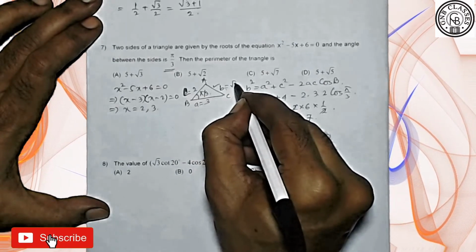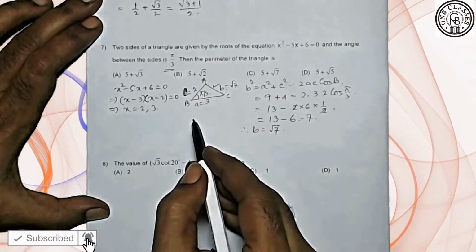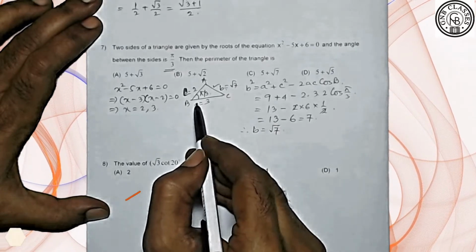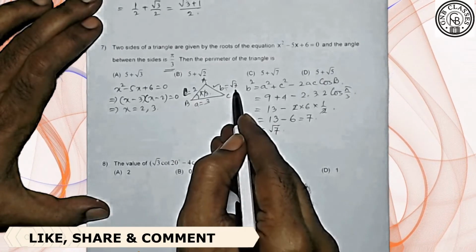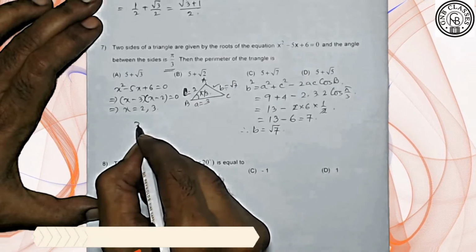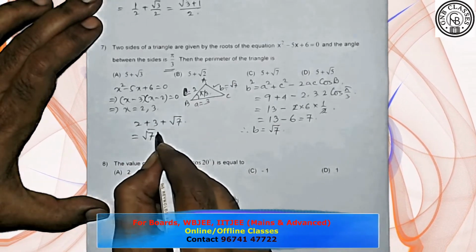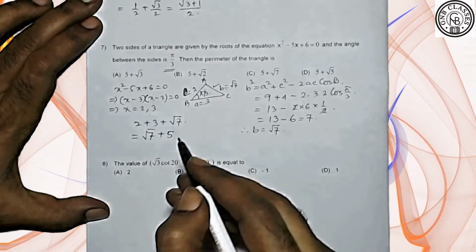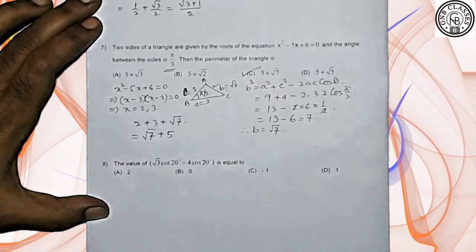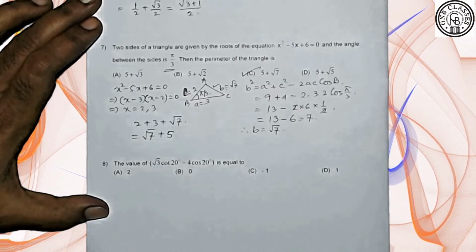Now we have the three sides, whose lengths are respectively 3, 2 and root 7. Therefore, its perimeter is 2 plus 3 plus root 7, that is root 7 plus 5. Hence, option C is correct. Is it clear to all of you? Okay.